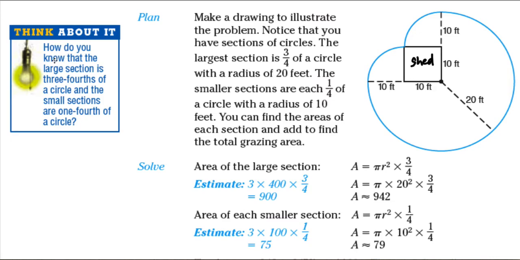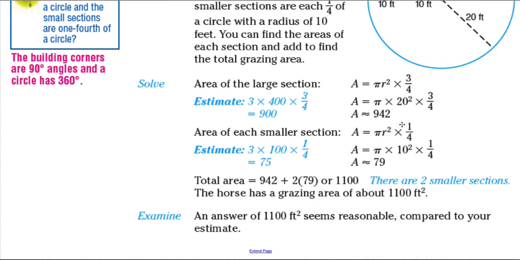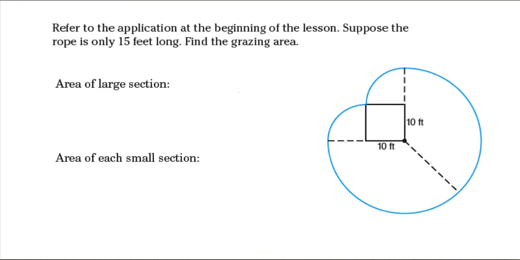Now let's take a look at this. Think about it: how do you know that the large section is 3/4 of a circle and the small sections are 1/4 of a circle? That's a question you should be asking yourself. Basically, the answer is the building corners are 90 degrees right there, and the circle has 360 degrees. So if this is 90 degrees right here, that means 1/4 of the circle is missing from this 3/4. And that's how you know that you have 3/4 of a circle. So that's how you do that example with Harry. Let's take a look at additional examples in the guided practice.